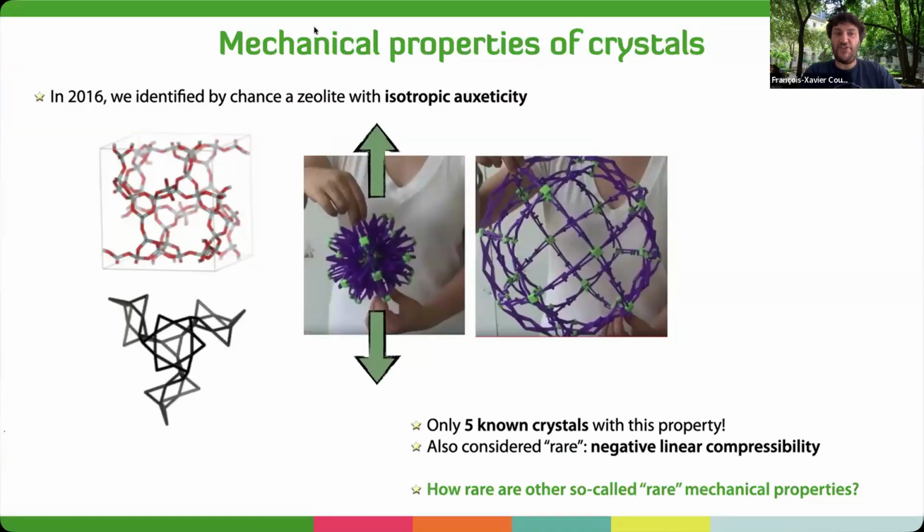By accident in 2016, our group and collaborators identified a zeolite with a weird property which is called isotropic auxeticity. Normally in a normal material, when you stretch it in one direction, it should get thinner in the other directions. But auxeticity is the opposite. It means you stretch the material in one direction and it gets larger in all the other directions. And complete auxeticity means that no matter how you stretch, all the other perpendicular directions get larger.